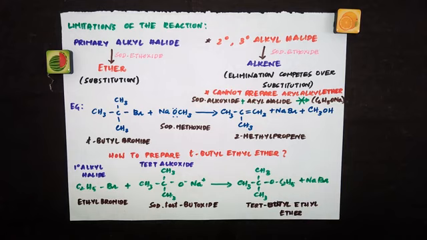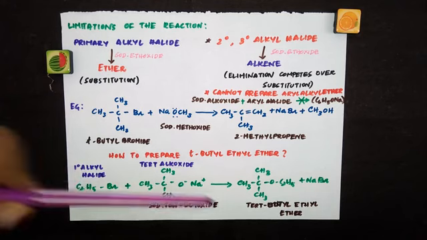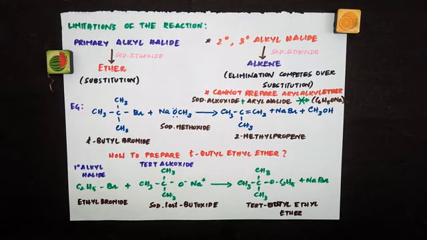So remember, if you want to prepare an ether, always take a primary alkyl halide, but you can prefer any alkoxide, which means this reactant can be sodium ethoxide. Depending upon that, you will get an ether. If you take sodium tertiary butoxide, you will get a different ether. So don't change this part. This should always be primary alkyl halide.